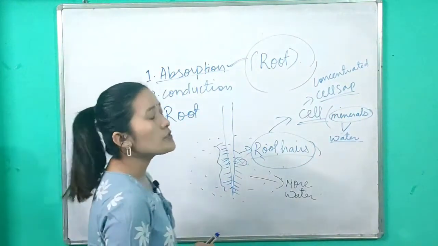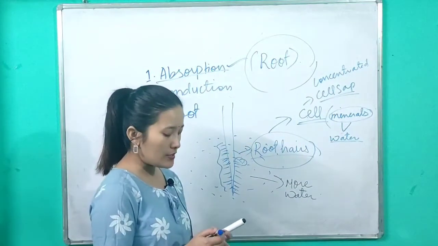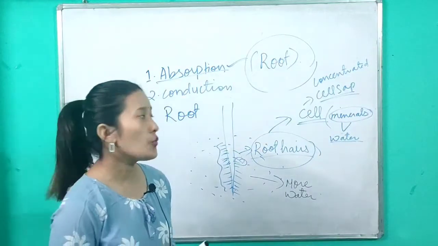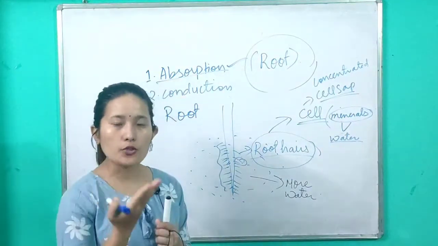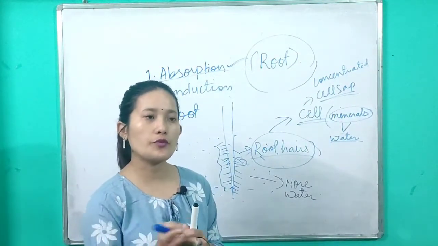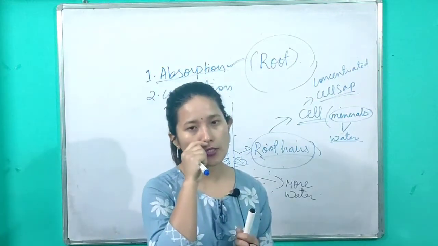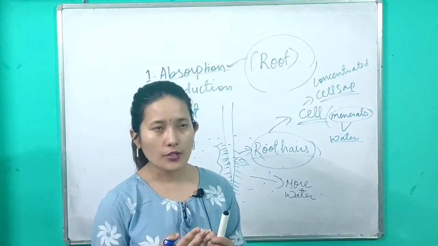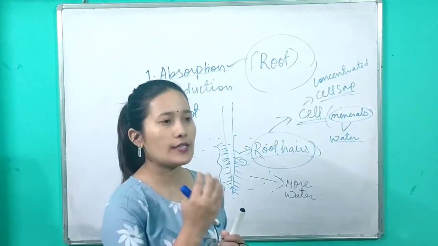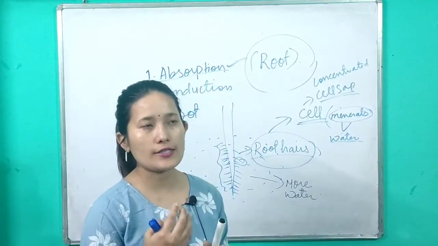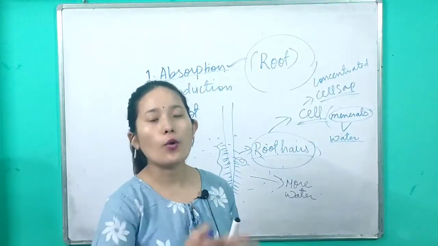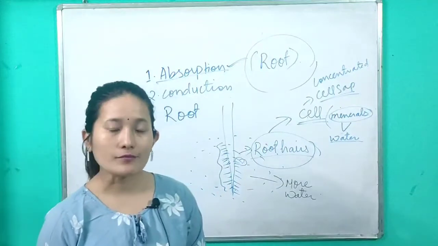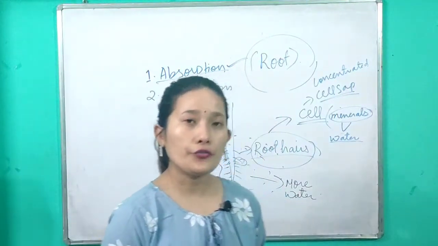Now comes the role of diffusion. As we know, water and minerals are together, right? So when the water is moving from higher concentration towards lower concentration, some of the minerals along with the water, because the mineral content inside might be less, also move towards the root hair cell. That's by the process of diffusion.